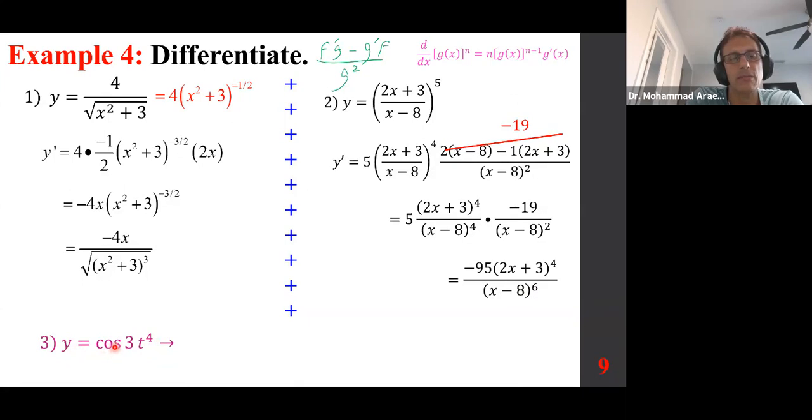Meaning, I need to differentiate cosine. That's my shell function, the outer piece. That's my main function. So cosine gives me negative sine. Negative sine of what? You have to write the argument. Whatever this one is, you have to write it. So negative sine of 3t to the power of. By the chain rule, we multiply by the derivative of this, which is 12 t cubed, and it sits in front, and we're done.